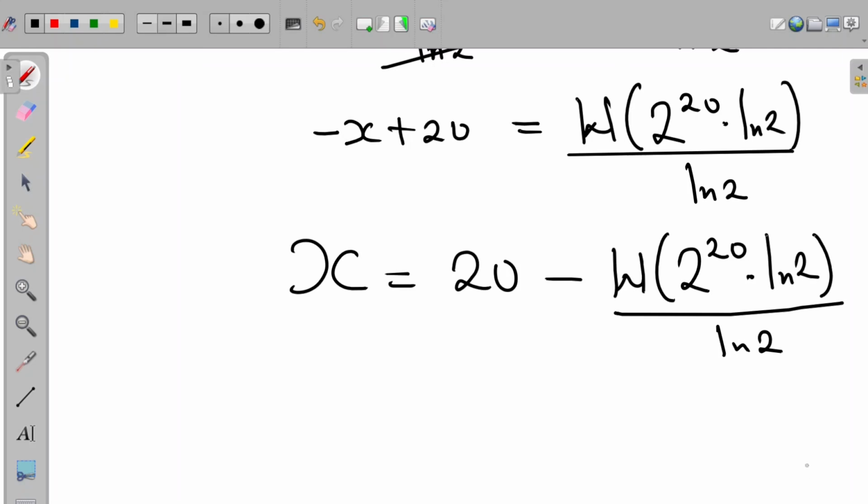Now, you can leave your answer like this, or you can use a calculator. At this point, we have obtained the value of x using the Lambert W function.